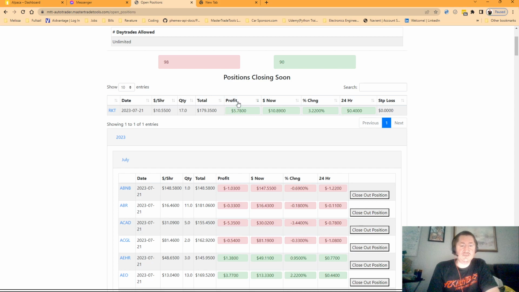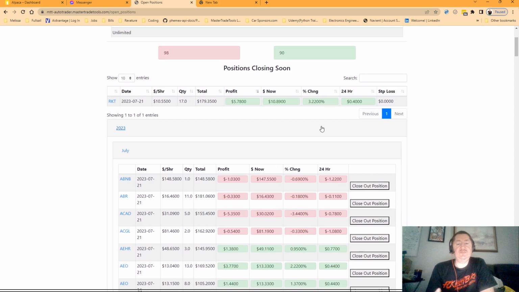It will tell you how much you can expect to receive from a profit for this position. It tells you what the current price per share is. It tells you the change of what the profit percentage is right now compared to what you bought it at. The 24-hour is going to tell you what that particular position or stock has done in the past 24 hours. In this case, it's gone up 40 cents.